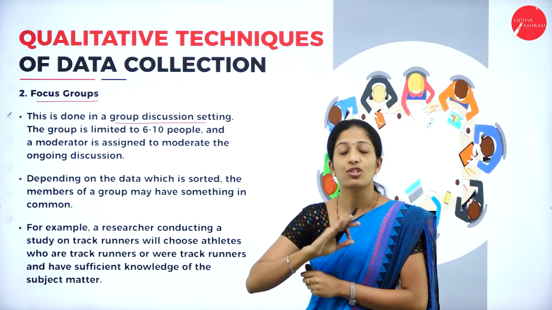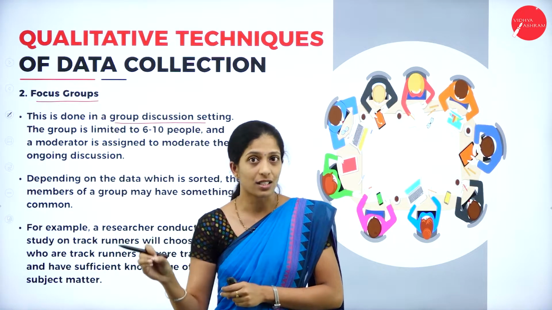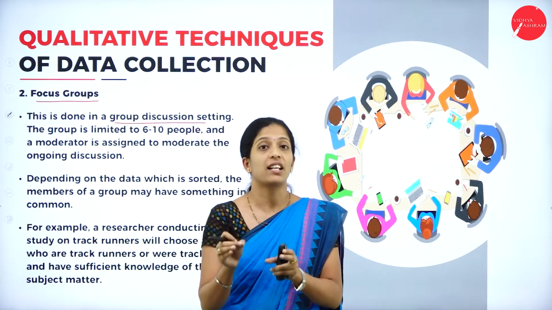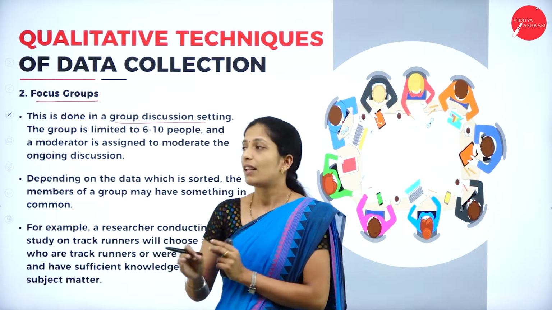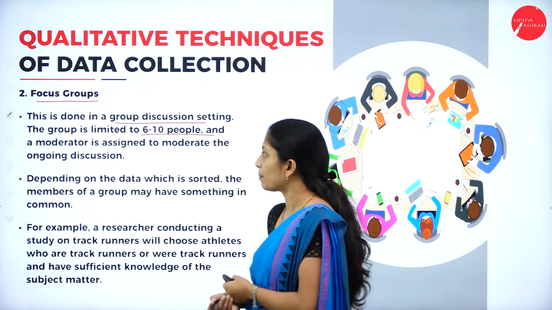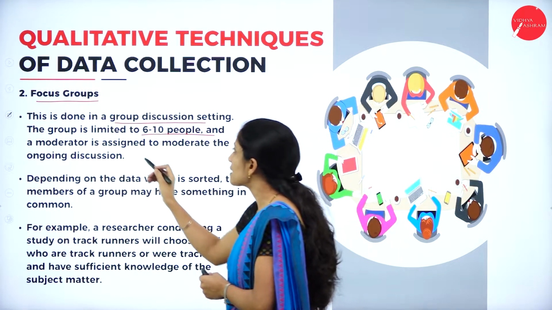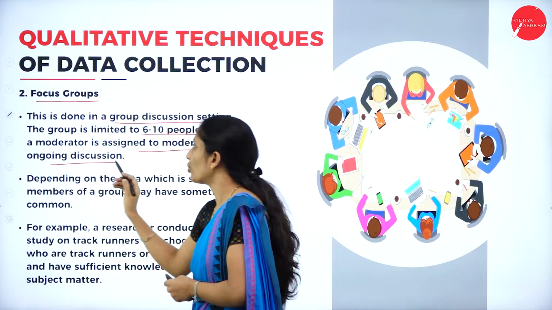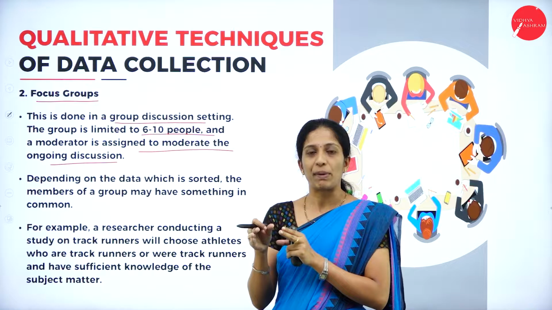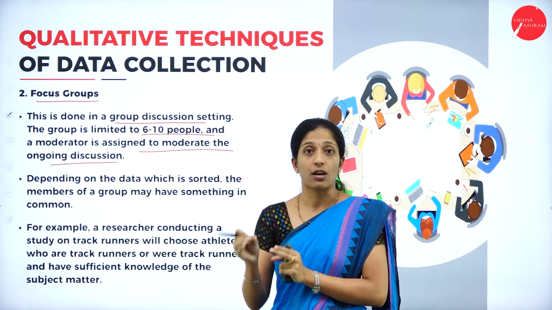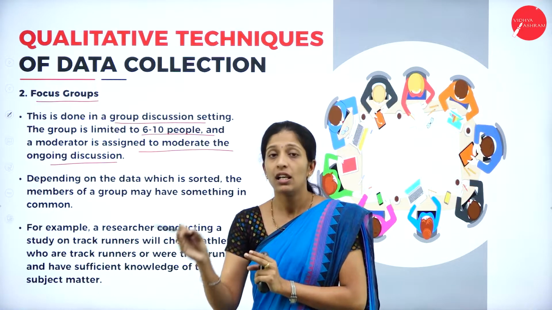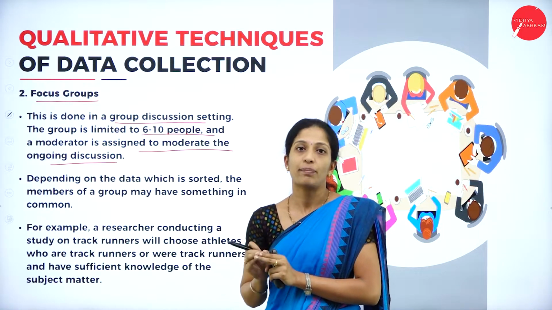So what happens? It is not a single person who will be the respondent, but the respondent will be a group of people, a group of similar nature and similar kind of people. That is known as a focus group. The group is limited to 6 to 10 people and a moderator is assigned to moderate the ongoing discussion. Now what happens here? There will be a group of 6 to 10 people, and each and every answer or discussion going on between them will be moderated by a person called moderator.